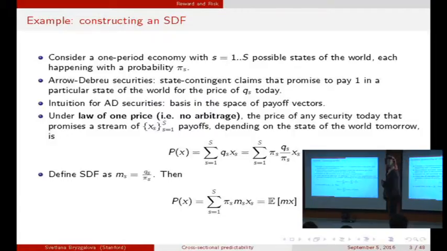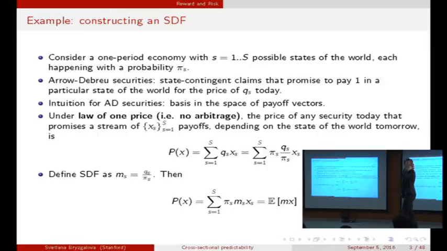And one year from now, there are going to be capital S possible states of the world. Think of it as, I don't know, throwing a coin, or think of it as a calendar date, or the temperature on that particular date, just different states of the world. Each can happen with a certain probability that I'm going to denote by pi_s.